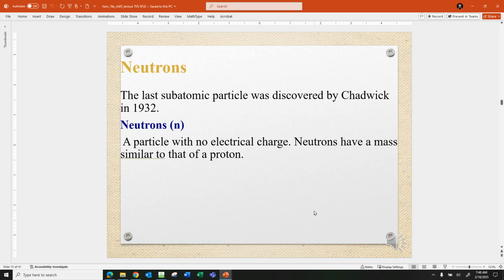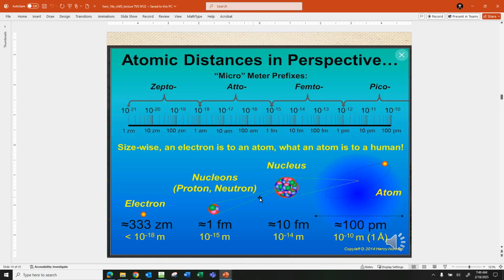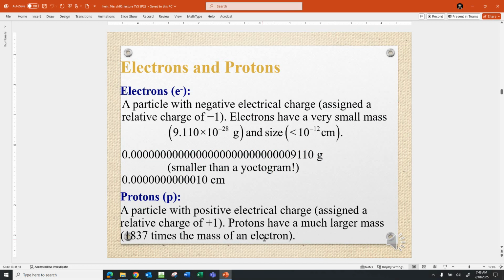Okay, so here's the discovery. I'm not going to get too much into the discovery of neutrons, protons, and electrons. You do need to know they are attributed to certain people. Chadwick was attributed to the discovery of neutrons. Protons, pretty much that would be Rutherford, and electrons were Thomson.